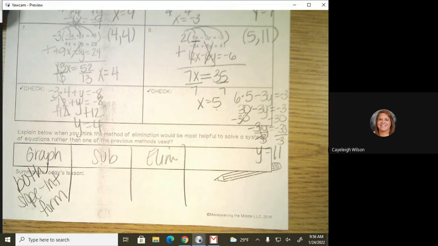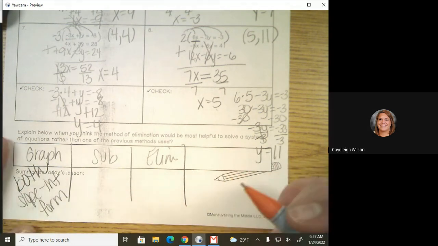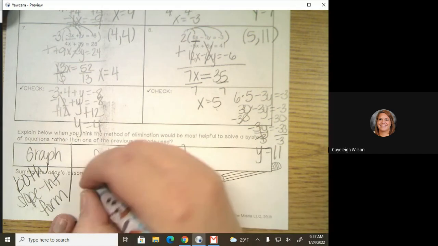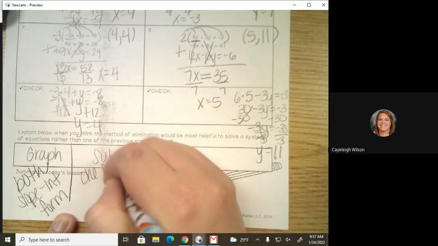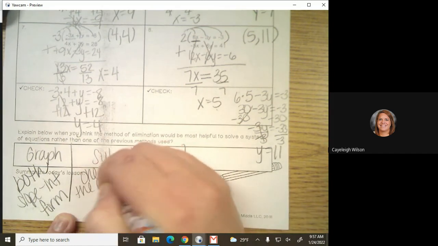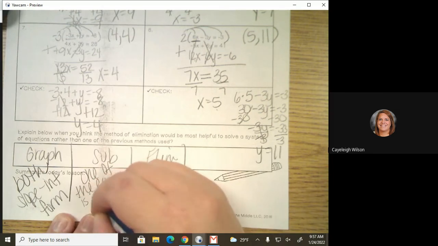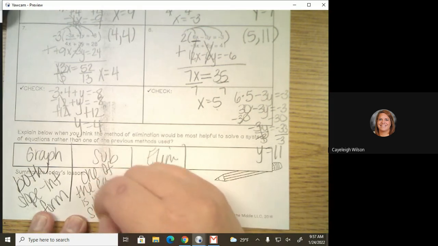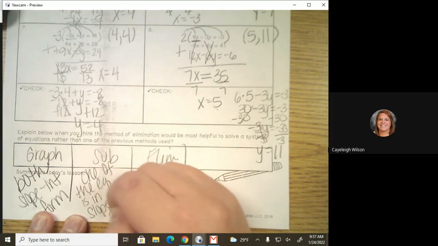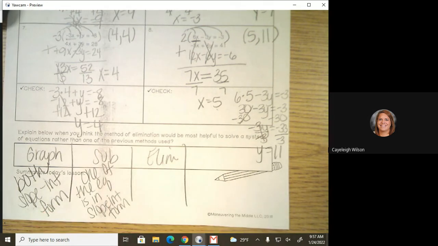Okay, what do you think about substitution? For substitution, it's easier to use when one of the equations is in slope-intercept form, because one of them is solved for y equals. Right. What do you think the answer to elimination is? Both of them are not in slope-intercept form.